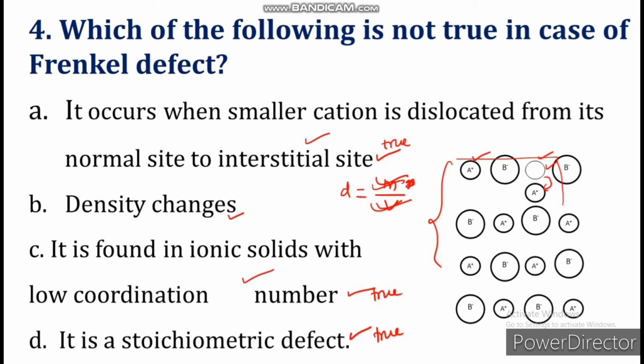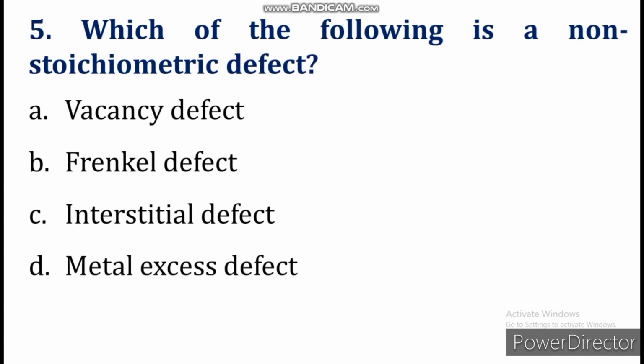So this is false, right? It means this is your option. Why? Because the question is: which of the following is not true? So option B is not true. What's your answer? The answer is option B, density changes. Right. Now let's see the fifth question.